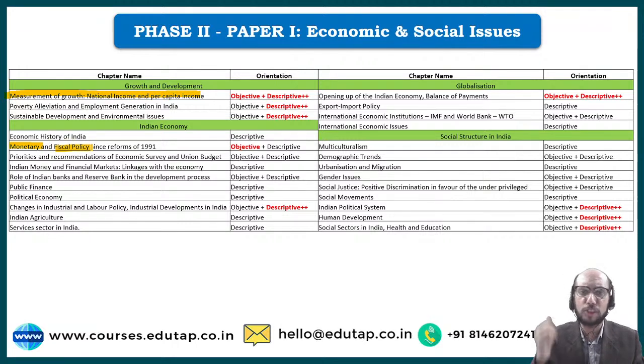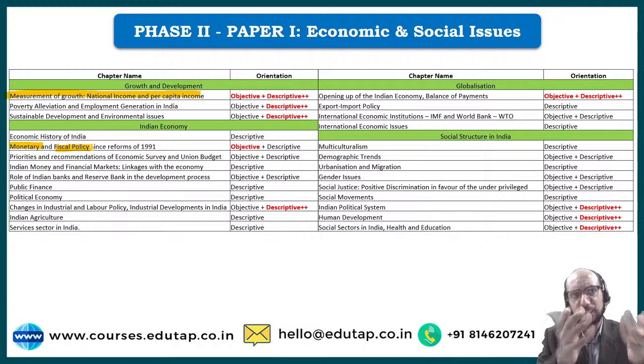The next important chapter so far as objective is concerned is fiscal policy, in which we talk about various types of deficit: fiscal deficit, revenue deficit, primary deficit. Are we having a deficit, are we having a balanced budget, what are the various kinds of taxes, what is capital expenditure, revenue expenditure, capital receipts, revenue receipts. All this we discuss in fiscal policy.